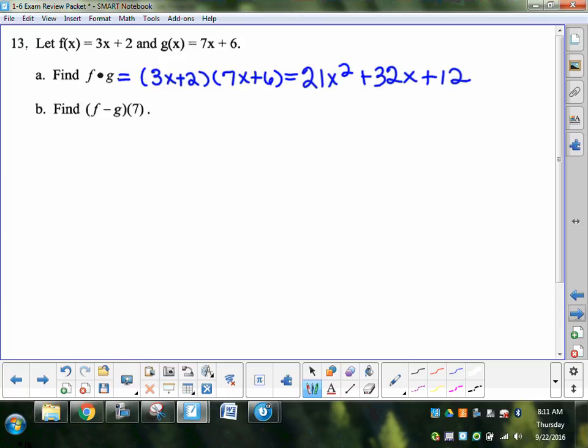Got one? I'm not trying to hide it on you. What do you think we do in 13b? f of 7 minus g of 7. Perfect. So let's go in and take f of 7 minus g of 7. What's f of 7's value going to be, Tyler?